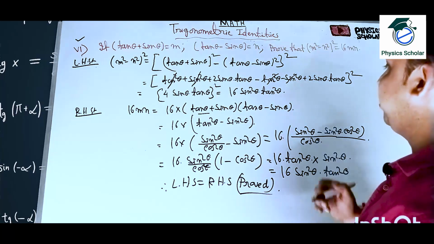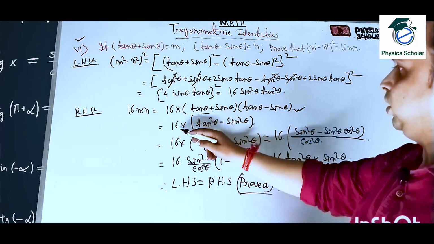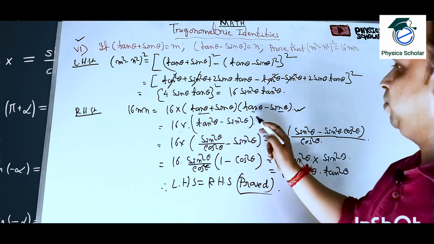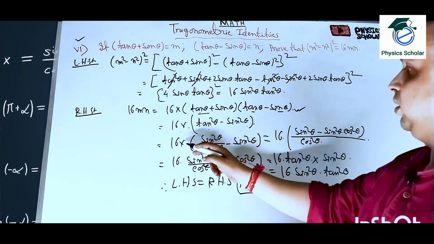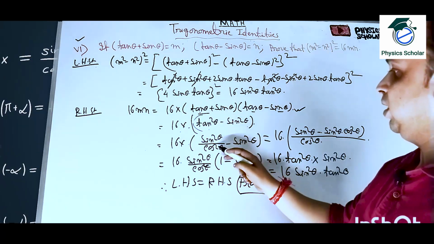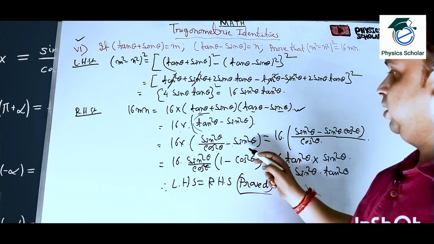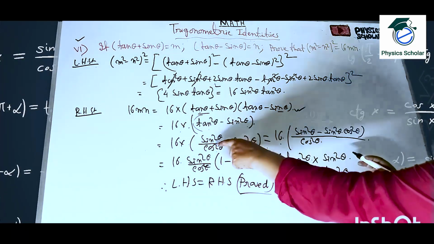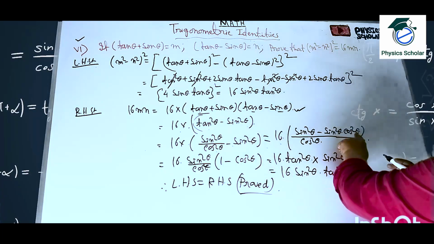This part is a little bit tricky. So what is 16 into a plus b into a minus b? That means a square minus b square. Now 16 into what? Tan square theta means sin square by cos square, minus sin square theta. Clear? So it is equal to 16 into, LCM will be cos square theta, so sin square theta minus sin square theta into cos square theta.